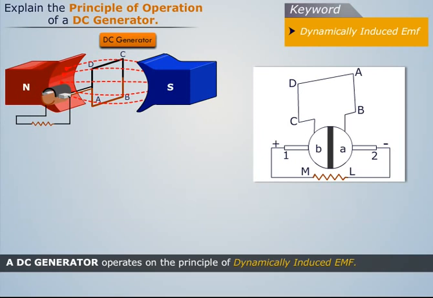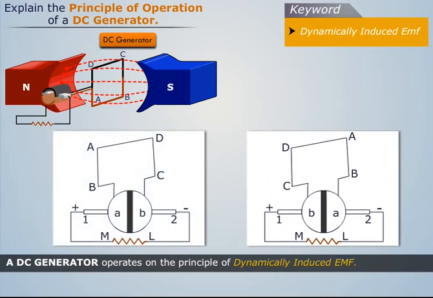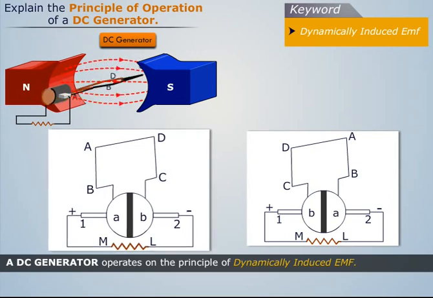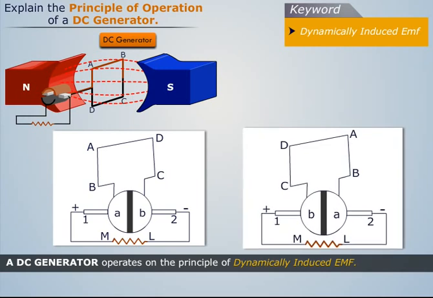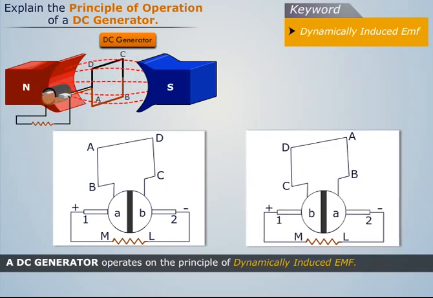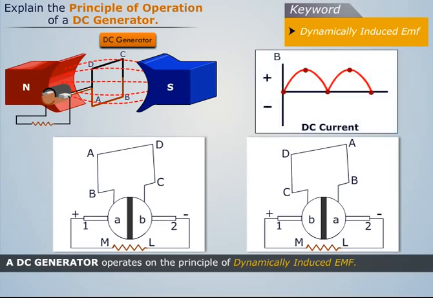We also see that the position of the brushes is so arranged that the changeover of segments A and B from one brush to the other takes place when the plane of rotating coil is perpendicular to the plane of magnetic flux, when EMF induced in the coil is 0.